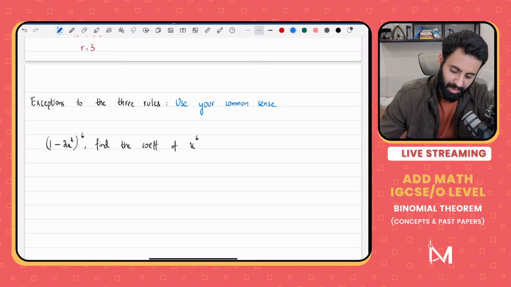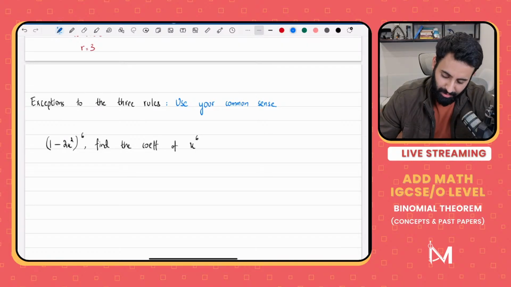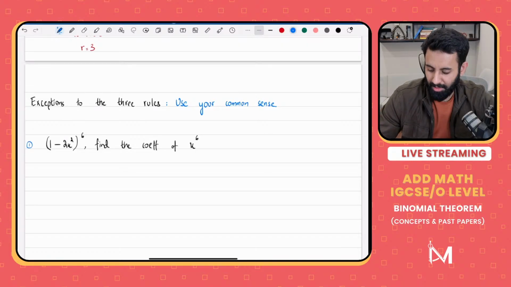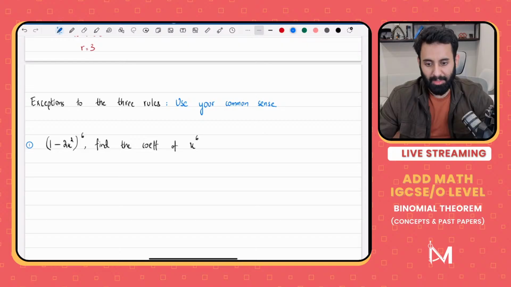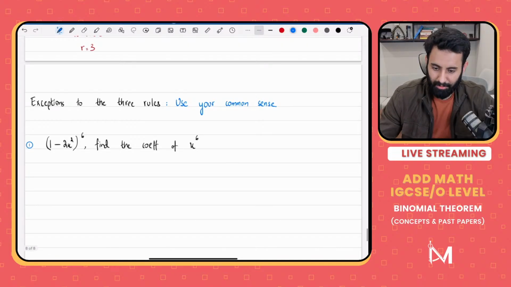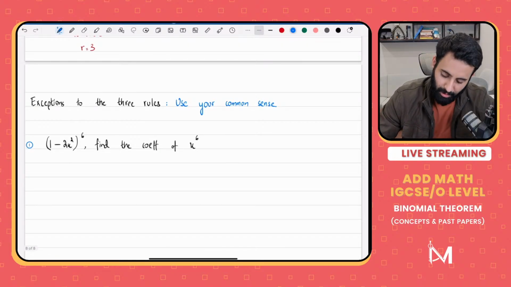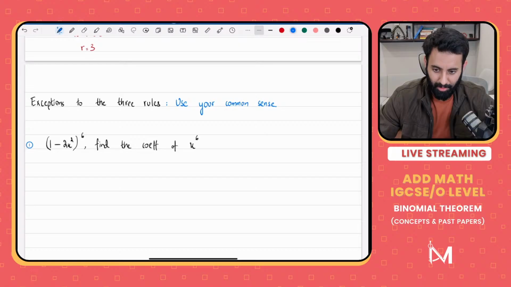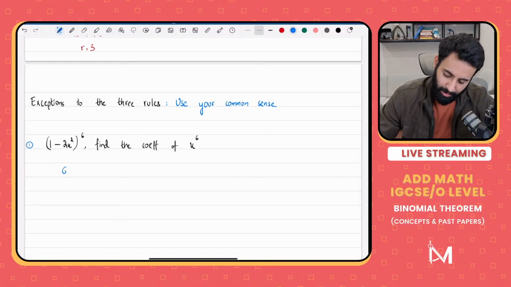Now you guys will probably start blaming your teacher, saying my teacher didn't make us do this, but your teacher doesn't really have to make you do this. You can figure this out yourself if you know the basic concept of binomial. We don't know the value of r, right? No problem. Let's start without r. So 6Cr, 1 raised to the power 6 minus r, and minus 2x squared raised to the power of r.